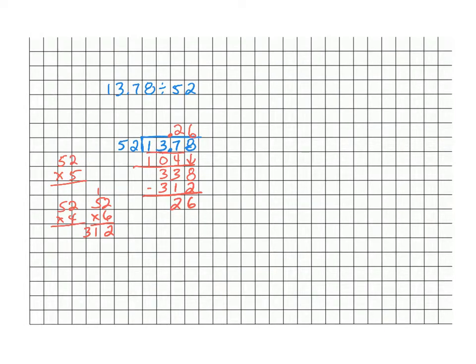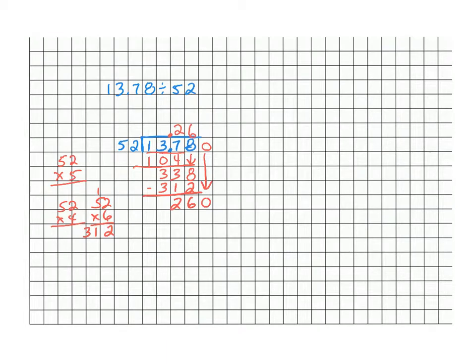But once again, I cannot have a remainder because I'm dealing with decimals. So I'm going to have to put a 0 in the dividend. So now I have 13.780, which is the same as 13.78, and then I'm going to bring that 0 down.